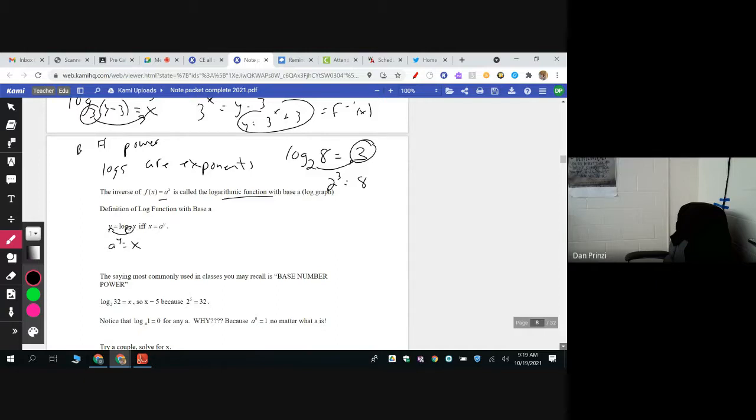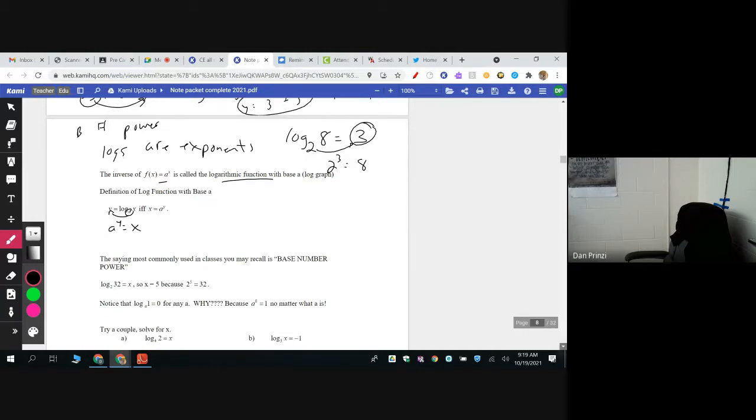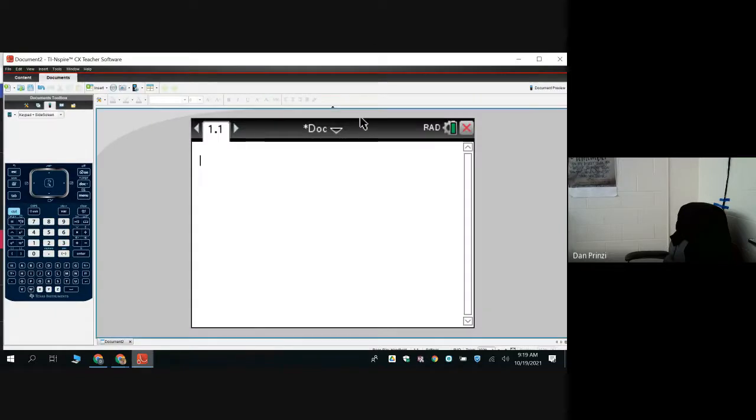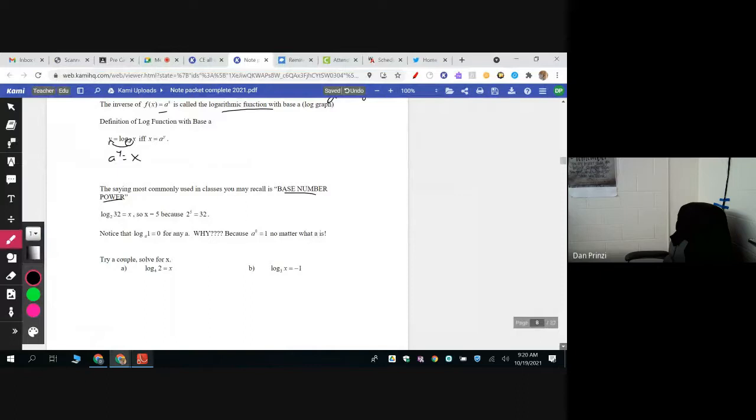Okay. Anyway, here's the saying. It's right here. Base number power. So the log base 2 of 32 equals x. Okay, you guys probably remember doing this, right? Log base 2 of 32. The answer is 5. And what they're saying is the reason the answer is 5 is because 2 to the 5th equals 32. See, the answer for a log is an exponent.